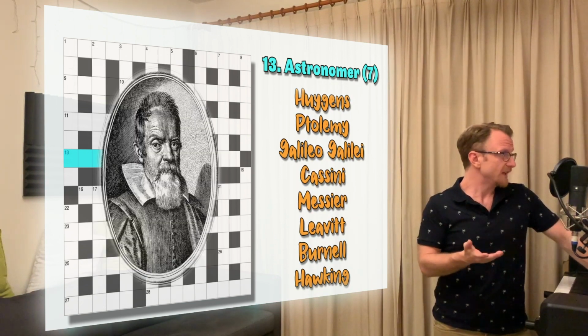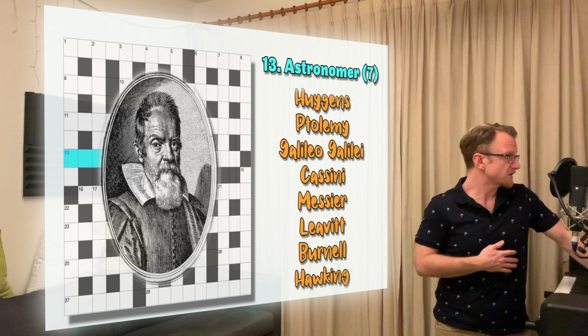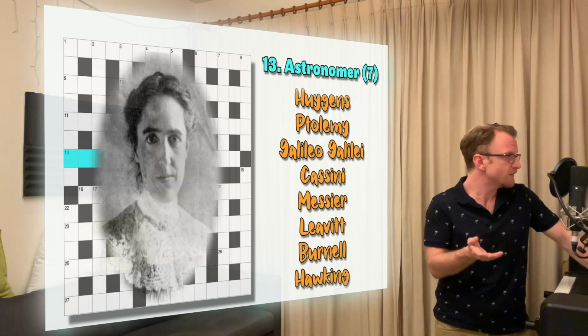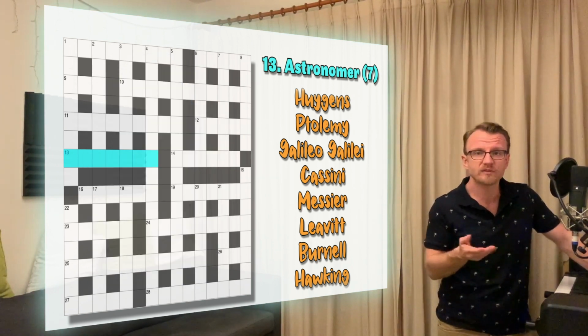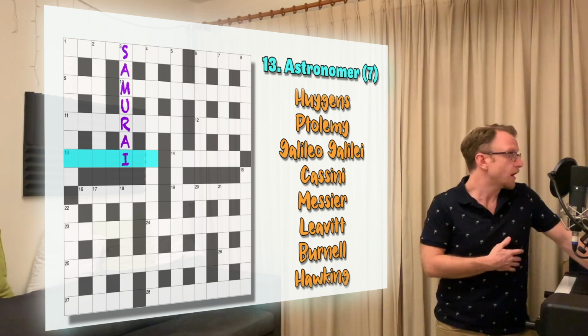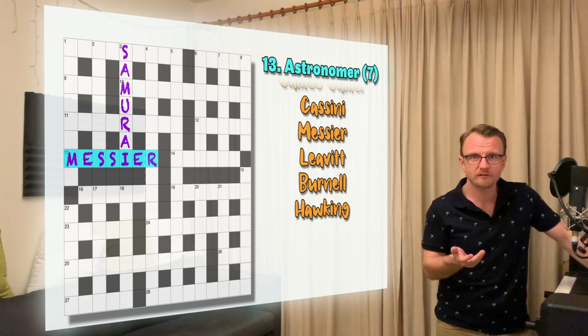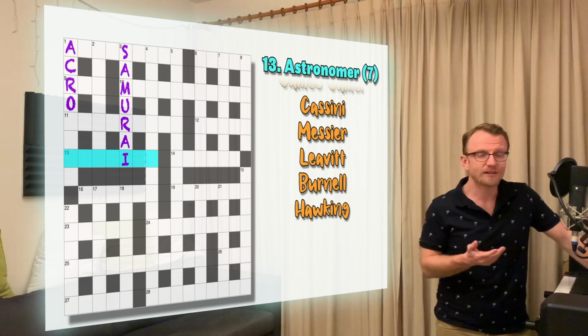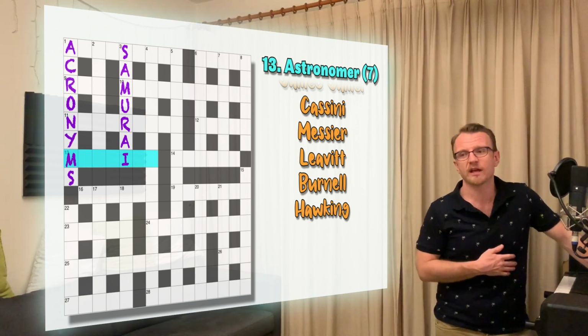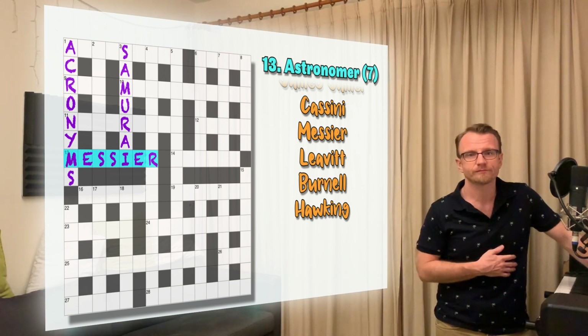Ptolemy, Galileo, could be Galilei as well. That's 7 letters. Cassini, Messier, Leavitt, Burnell, Hawking, could be any of them. So we need a cross letter to find out. Look, we've got an I. Alright, so it could be Hawking, or Messier, or Leavitt, or Cassini. Alright, there's an M? There's an M. Okay, it's Messier. Cool. How is that fun?